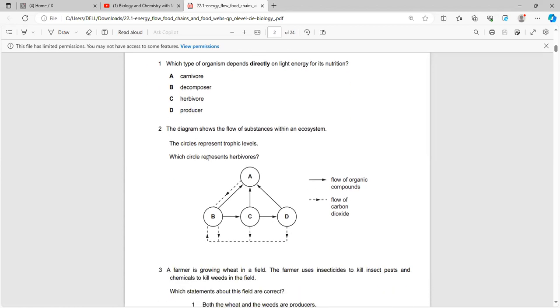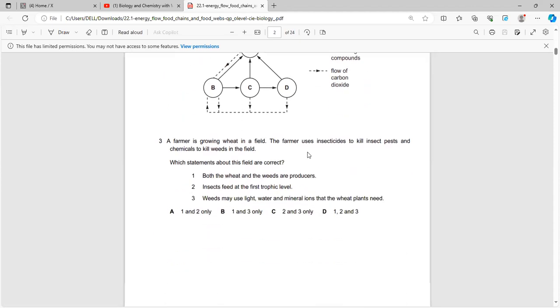Now we come to question number two. Which circle represents herbivores, which are those that eat plants? As you can see, the best option would be B, because herbivores are eaten by carnivores. However, the herbivores don't eat anything themselves, and further, when they decay, they return their nutrients back to the soil.